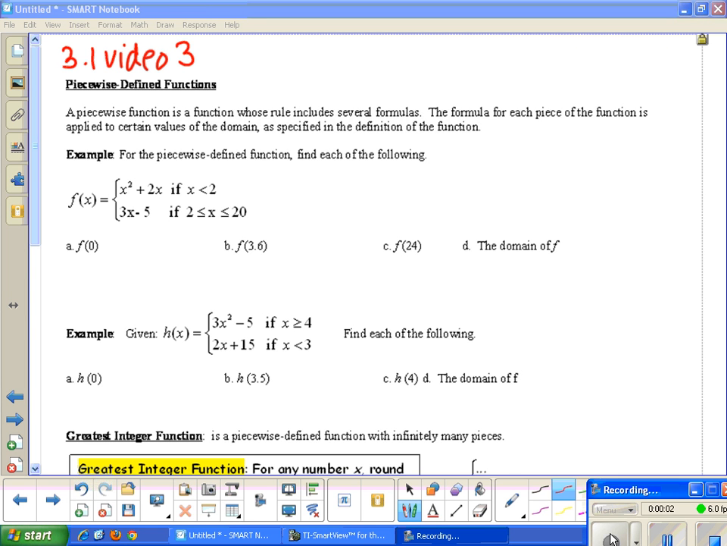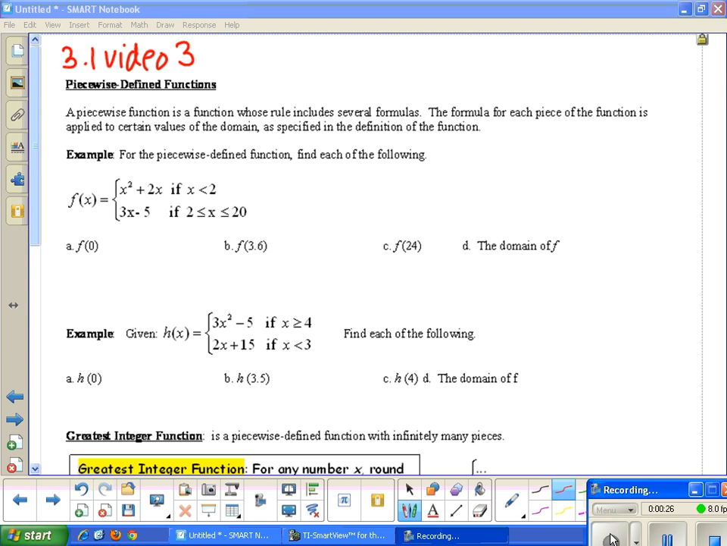Section 3.1, this is video number 3. We're going to talk about piecewise defined functions and greatest integer functions. A piecewise defined function is a function whose rule includes several formulas. The formula for each piece of the function is applied to certain values of the domain as specified in the definition of the function. Example, for the piecewise defined function, find each of the following.